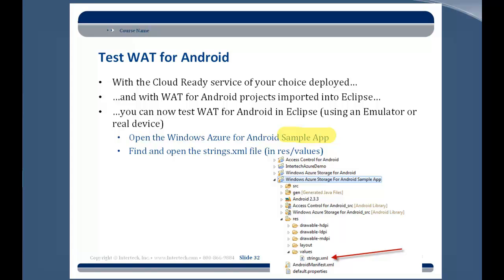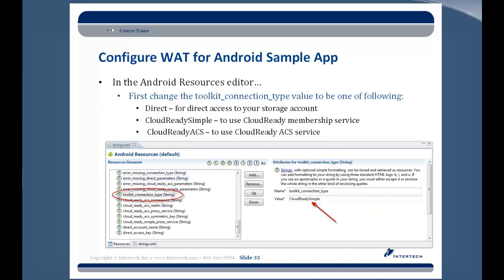How do you actually get the Windows Azure for Android sample app up and running? Simply go out and bring in the Windows Azure for Android sample application, and then you'll have to configure it to point to your CloudReady application, unless you're using direct access. If you're using direct access, you have to go into this Android app and tell it what your account key and IDs are. If, however, you're going to use the CloudReady services, you simply point it to the URL for those CloudReady services. And where do you do that?